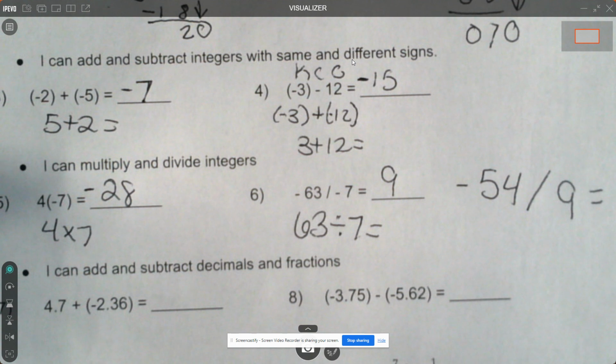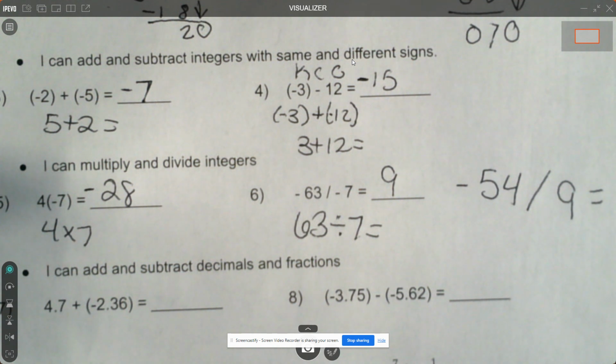9 times 2 is 18. 3 is 27, because that's your fingers. 4 is 36. 5 is 45, because you're looking on the two sides. 6 would be 50 on one side and 4 on the other. So that's another way to do the 9s if you need to.